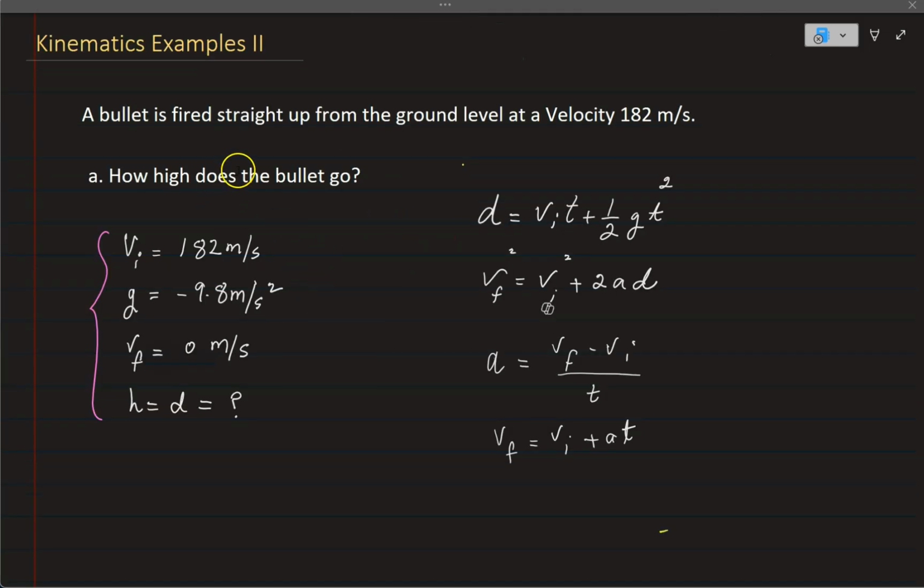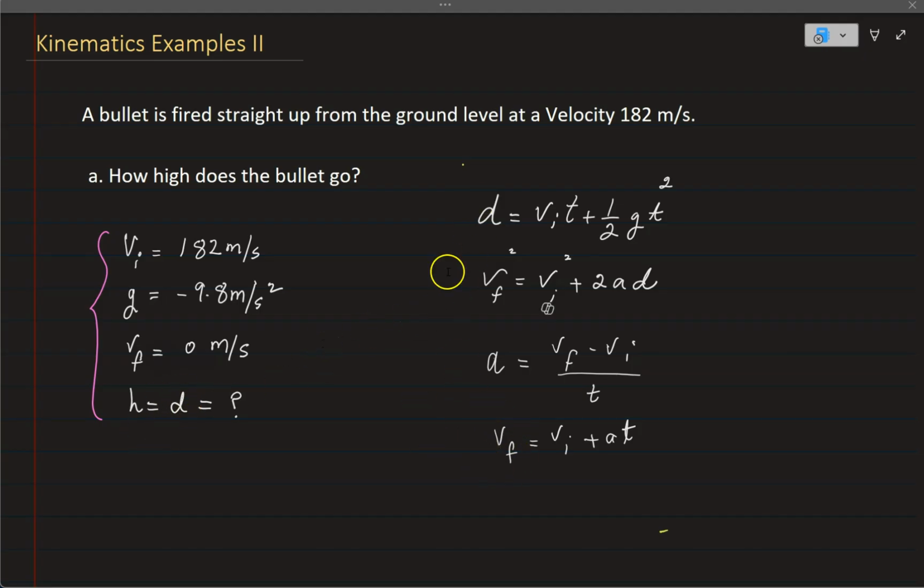Okay, question. A bullet is fired straight up from ground level at a velocity of 182 meters per second. And then we need to answer 3 or 4 parts of that question. The first one is, how high does the bullet go? I wrote down all the information that is given to us: the initial velocity, the acceleration due to gravity, negative 9.8 meters per second squared, and V final. In here, V final is 0 meters per second, because at the top the final velocity will be 0, and then we want the height, or the displacement.